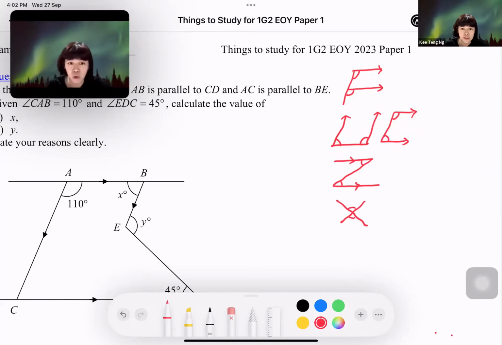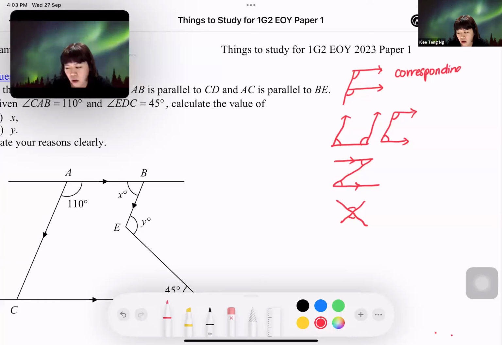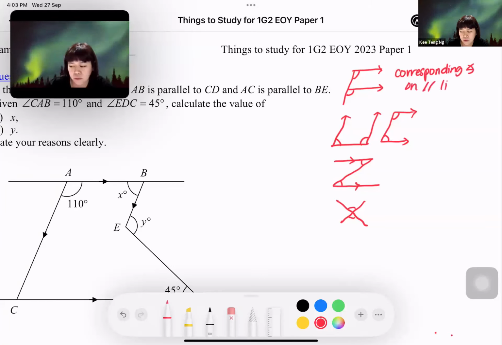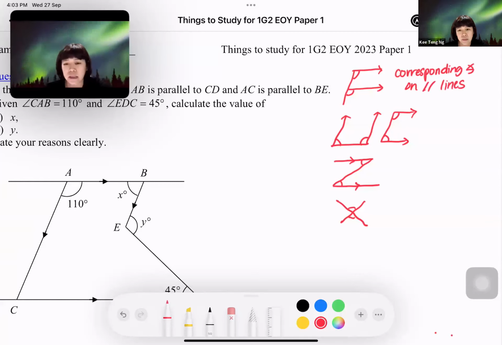We need to know the reasons. So how to write the property name? The first one over here, letter F. What is this? Anyone can remember? Starts with letter C, yeah? Starts with corresponding angles on parallel lines. So you must know the reason, must memorize the reason, because after they may ask you. So for corresponding angles on parallel lines, they are the same angle.